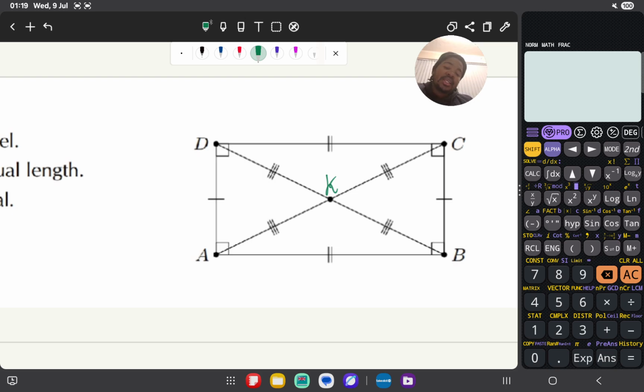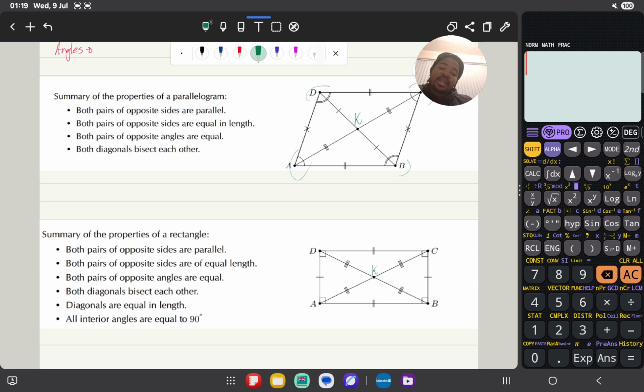So what now makes a rectangle different from a parallelogram is that for a rectangle, the diagonals are the same length, right? Diagonals bisect each other. Okay, diagonals are equal in length. So when you see that, it's a rectangle, right? And another thing you can say for a rectangle is that a pair of opposite angles are equal, because opposite angles are both 90 degrees. But you can also say that all interior angles are equal to 90 degrees.